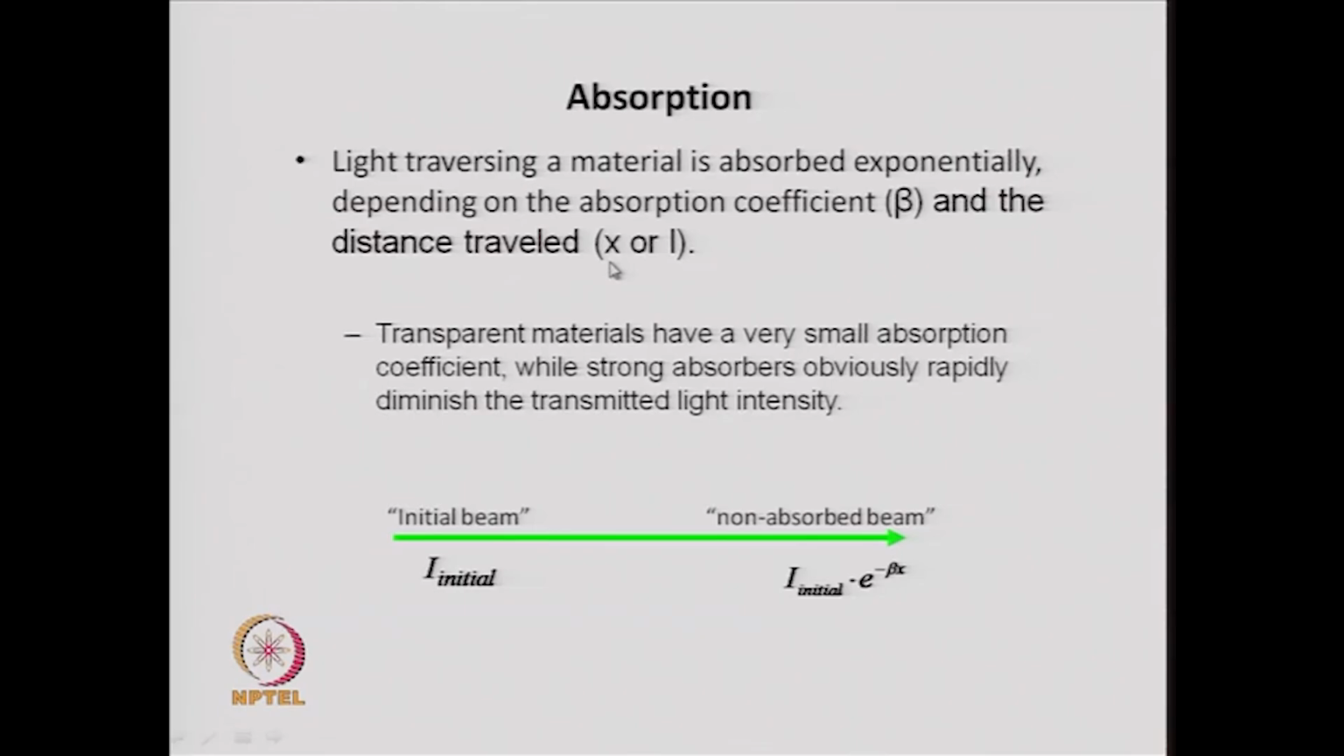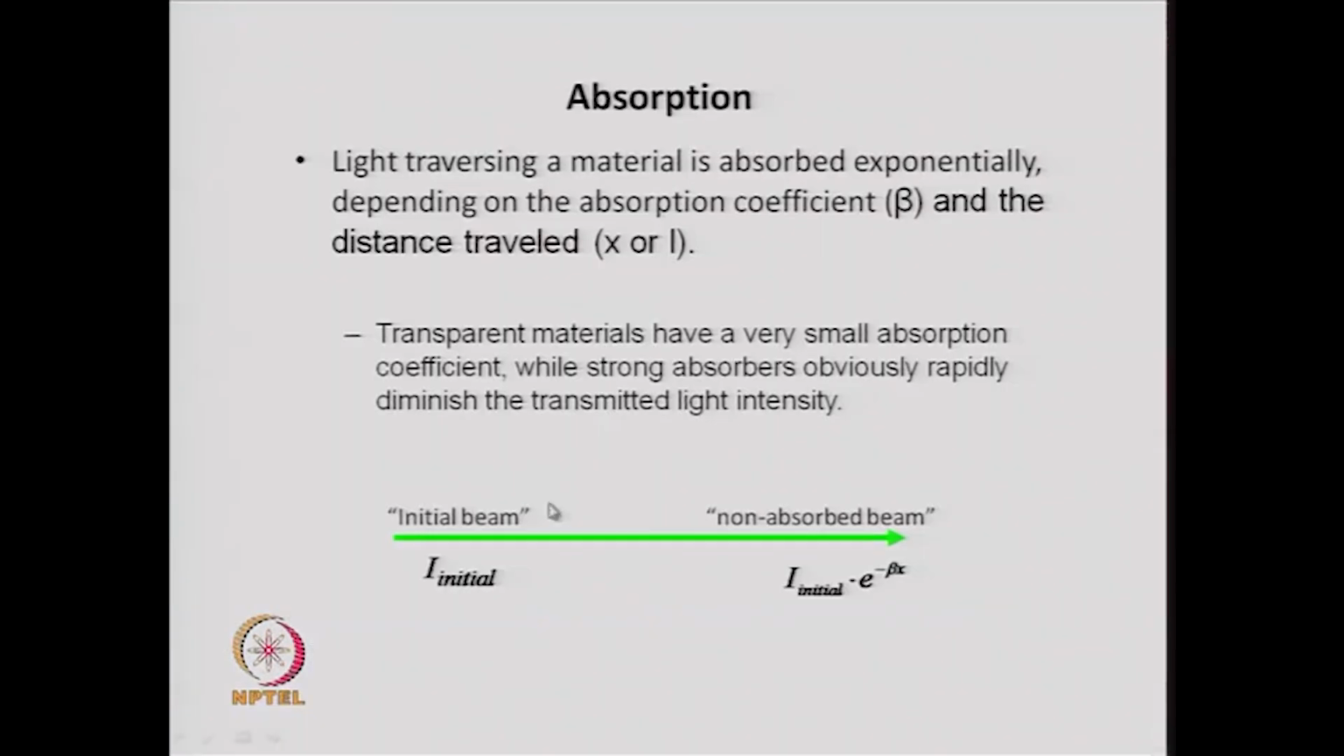If the material is very thick, very large, so x or L is large. These two factors, the absorption coefficient, which depends on the materials and the atoms which make the material, and the thickness of the material, both of them will affect the absorption intensity. Normally, transparent materials have a very low absorption coefficient, and things which are very strong absorbers will have a very high beta value. So, a low beta value means it has good transmittance, a high beta value means it has good absorption.